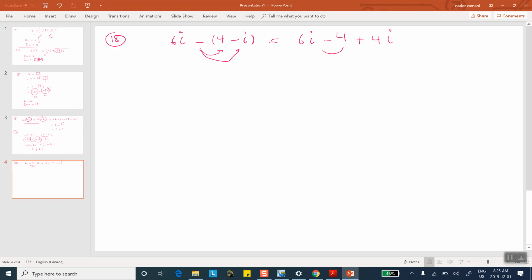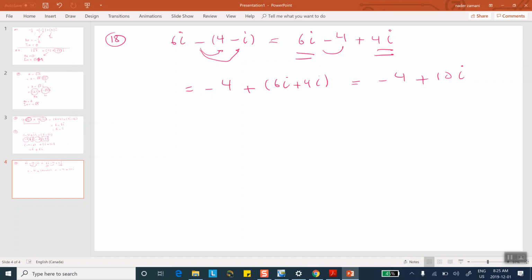Put all the real parts together. There's the real part. So that's a minus 4. Put all the imaginary parts together. This is it. 6i plus 4i, which is 10i. So this is minus 4 plus 10.